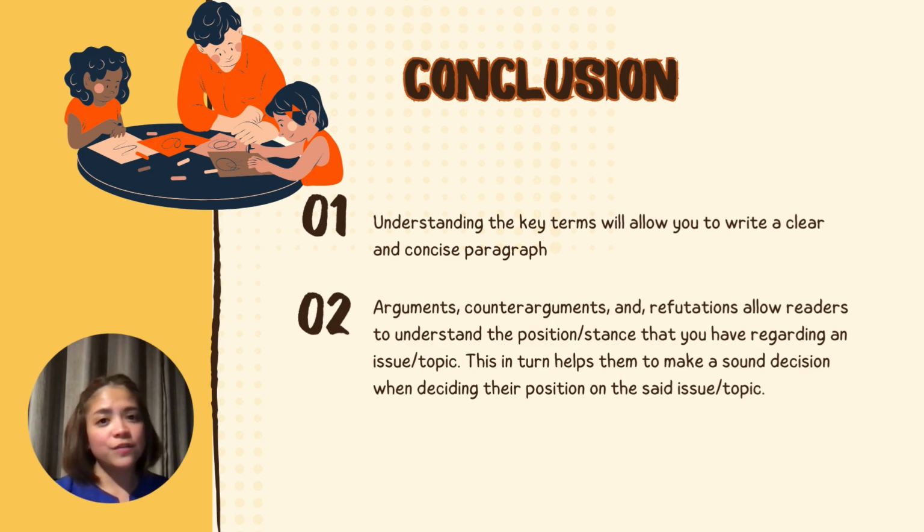So, we have come to the end of the lesson. In this lesson, we have covered the definitions of important key terms in an argumentative essay, as well as learning how to develop body paragraphs or body content in your argumentative essay. Understanding the key terms will allow you to write a clear and concise paragraph. Arguments, counterarguments, and refutations allow readers to understand the position or stance that you have regarding an issue or topic. This will help them to make a sound decision when deciding their position on the said issue or topic.